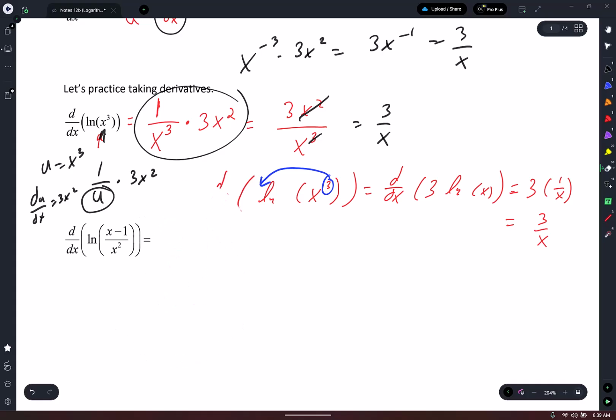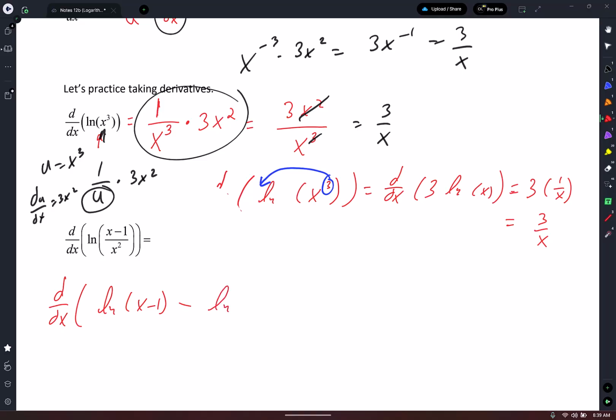All right, so here it is. Oh, man, I deleted that. That's fine. So here's what we're going to do. Expand this with log rules. d dx of ln of x minus 1, and look, it's over x squared, so I can write it minus ln of x squared. Like we used to do, just log rules with pre-cal. Do you guys see that?